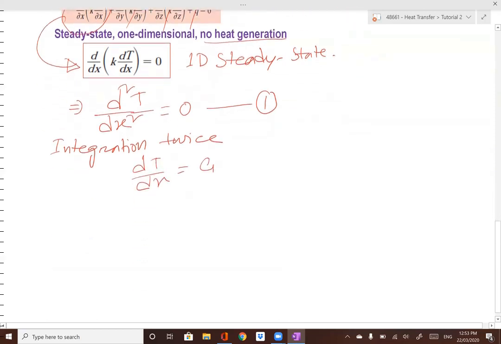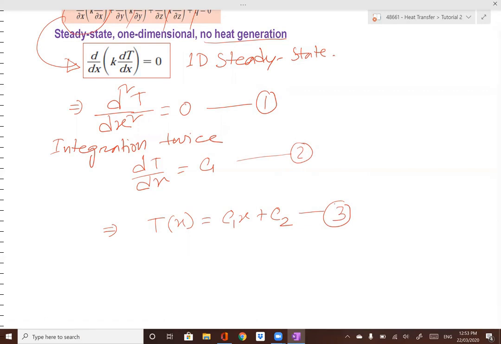Again, if you integrate this one, it will become T as a function of x, so C1x plus another new parameter C2 for the second integration. Say this one equation 2, this one equation 3. Here C1 and C2 are constants. We'll find out these two.